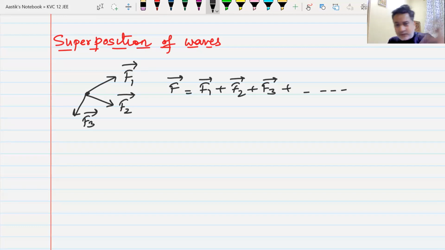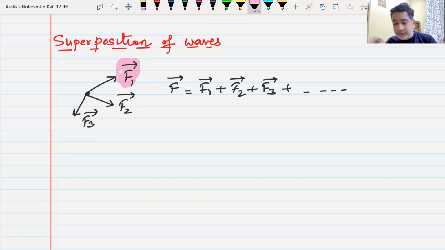This is valid for any type of vector that you deal with. Now, why is this principle valid? Because these forces are independent of each other. They don't depend on each other. F1 will act no matter F2 acts or not. What F2 is doing, F1 has got nothing to do with it. F1 is because of some other reason, F2 is because of some other reason. They don't influence each other. Therefore, the net force acting on the body, if there are more forces acting on a body, can be written as the vector sum of all the forces.